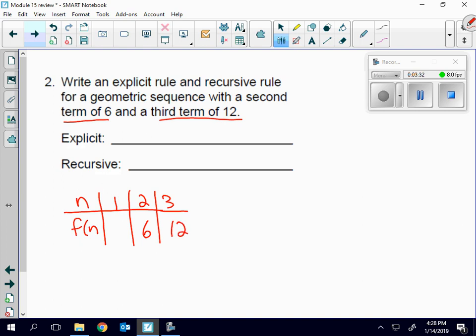Well, I can see my common ratio since it's a geometric sequence. I know we're going to multiply here. To get from the second term to the 3rd term, I have to multiply by 2. So I know my ratio is 2. And I can find my first term right here by just dividing by my common ratio. So if I divide 6 by 2, because I'm going backwards, I get 3 here. So my first term is 3, and that will help me do both of these.